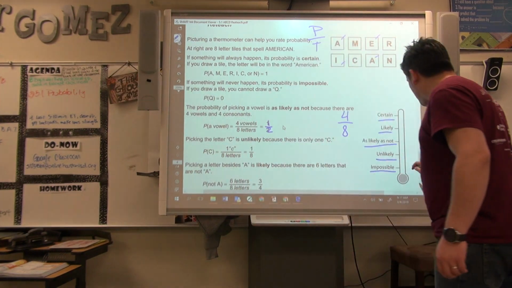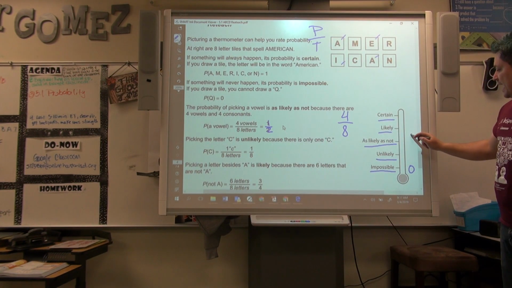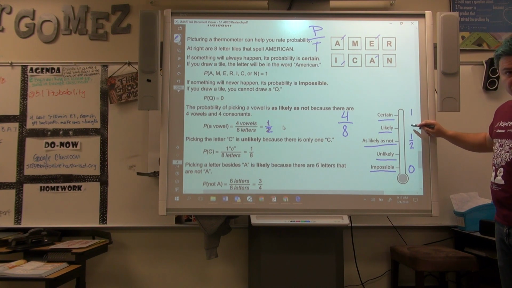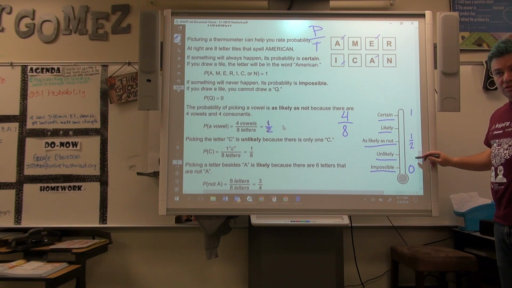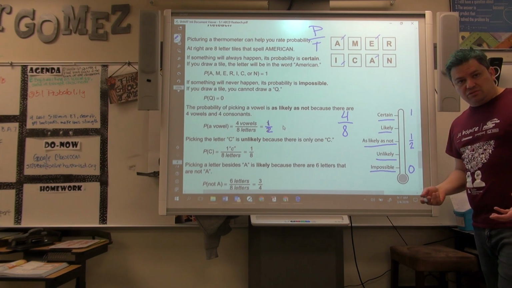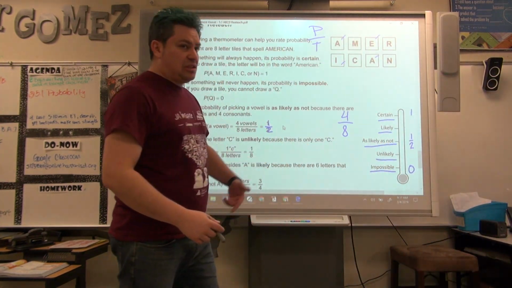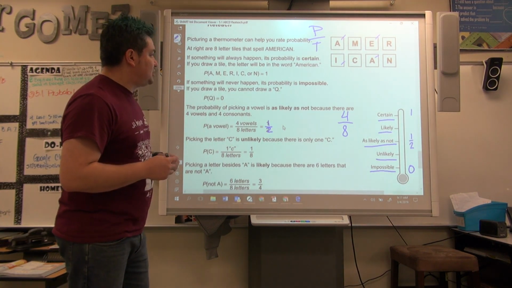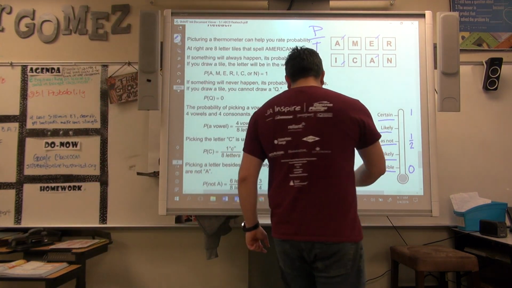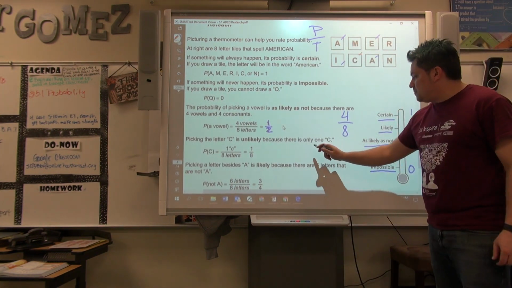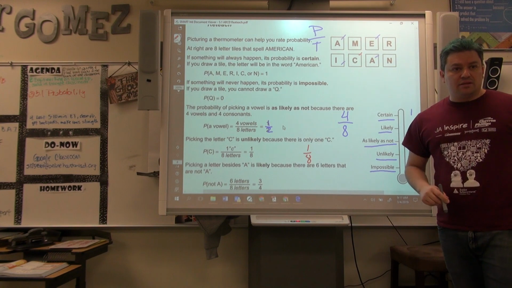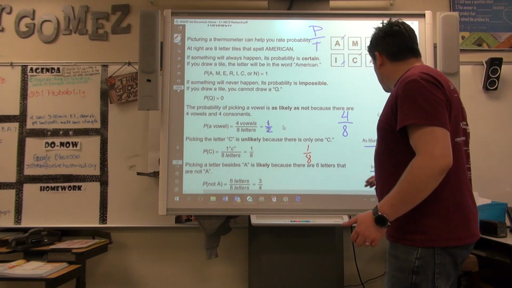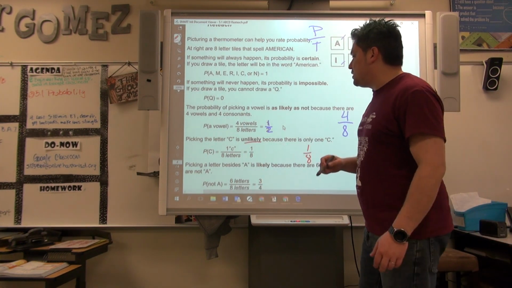So you can see this is 0 right here. This is 1/2, and this is 1. So right here is close to 1, and this is close to 0. So likely is close to 1, and unlikely is close to 0, somewhere in between, okay? Let's look at another one. Picking the letter C. How many C's do we have? 1. We have 1 C out of how many? 8. Do we need to simplify that? No, so it's really unlikely. It can happen, but it's really unlikely. That's why they put in unlikely.